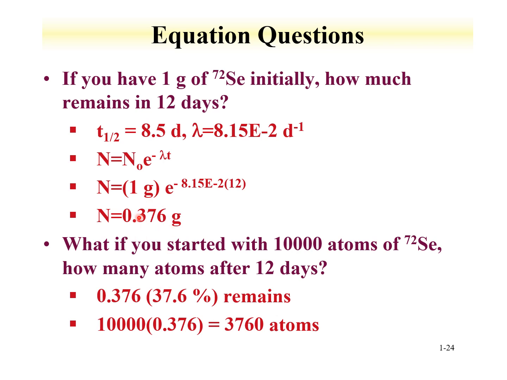So if you started with 10,000 atoms of selenium-72, how many atoms would remain after 12 days? Well, after 12 days, it's 0.376, so 37.6% remain. If I started out with 10,000 atoms, I'd have 3,760 atoms after 12 days. So these relationships are the same: mass and number of atoms are correlated.